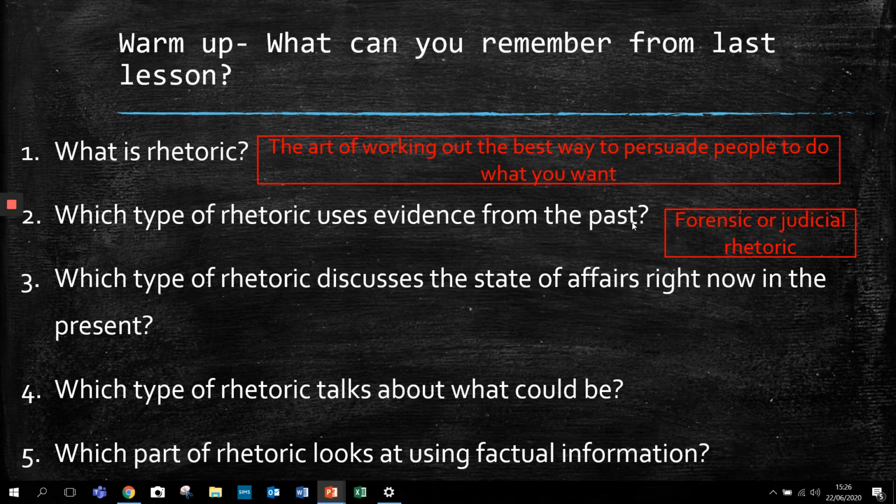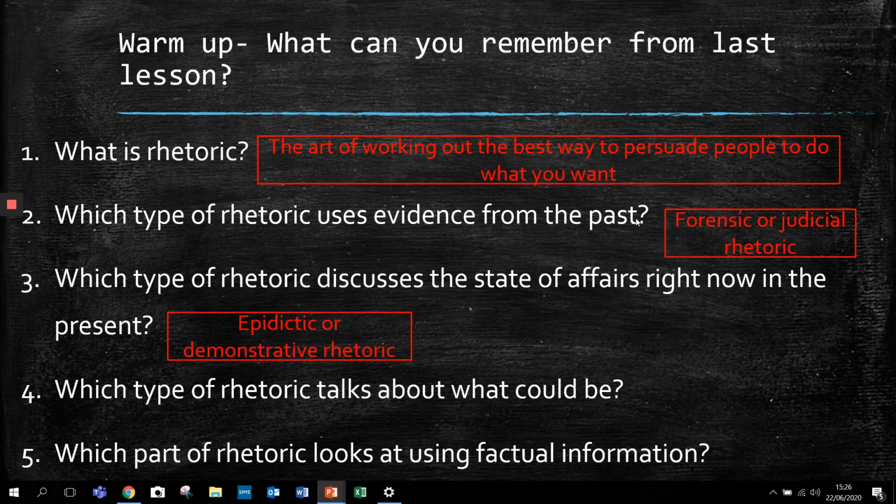Okay. Which type of rhetoric discusses the state of affairs now in the present? This is deliberative or epidictic rhetoric. Now, the best example of this is something like a wedding speech, like we're here to celebrate the something. Okay, we're here to talk about what we're doing right now. Okay, and that can be very, very powerful, especially when you're talking about things that aren't the way they should be.